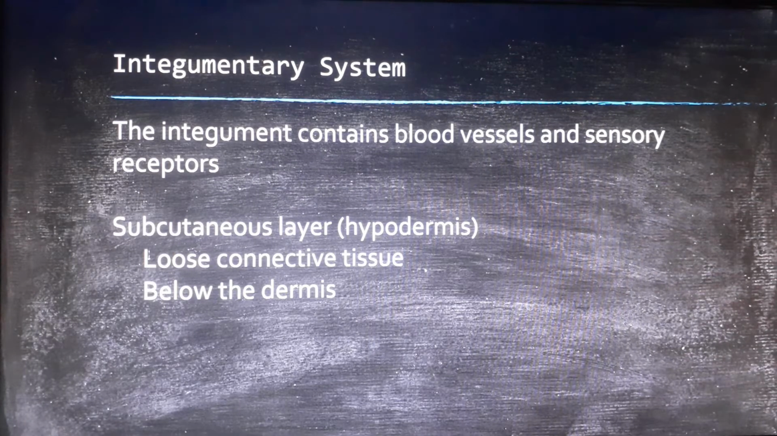The integument has lots of blood vessels and sensory receptors. Sensory receptors belong to the nervous system and therefore allow feeling and interacting with the environment. Then below the skin, there is something called the subcutaneous layer or hypodermis. The prefix hypo means under, and the lowest layer of the skin is the dermis. So the hypodermis would be what is under the dermis. It's made of loose connective tissue, primarily adipose tissue, and as I mentioned, it is below the dermis.